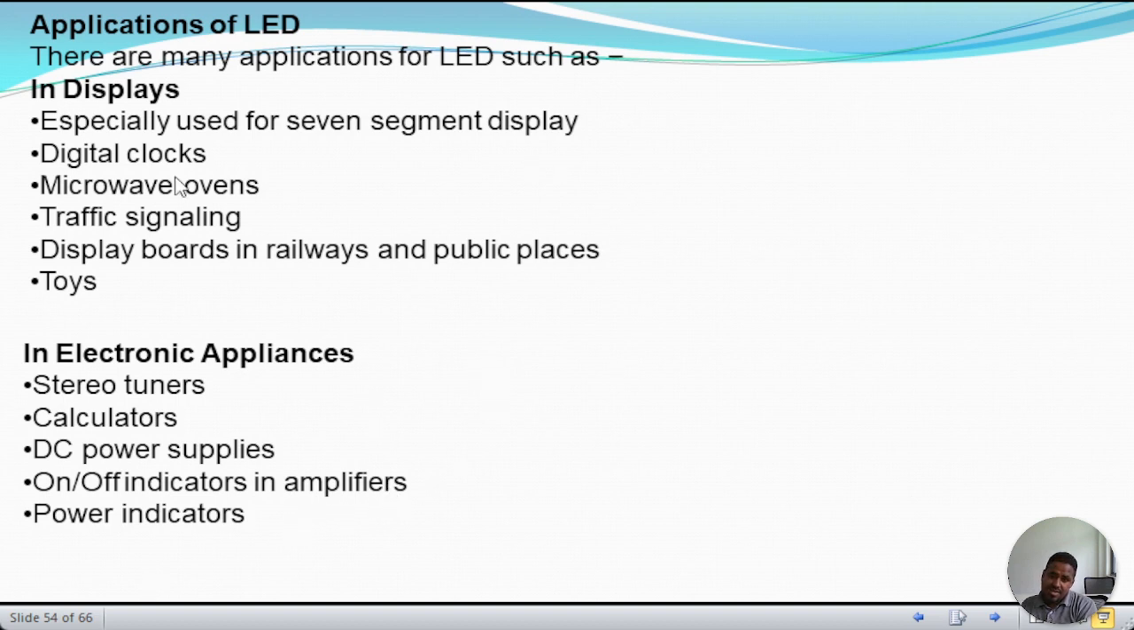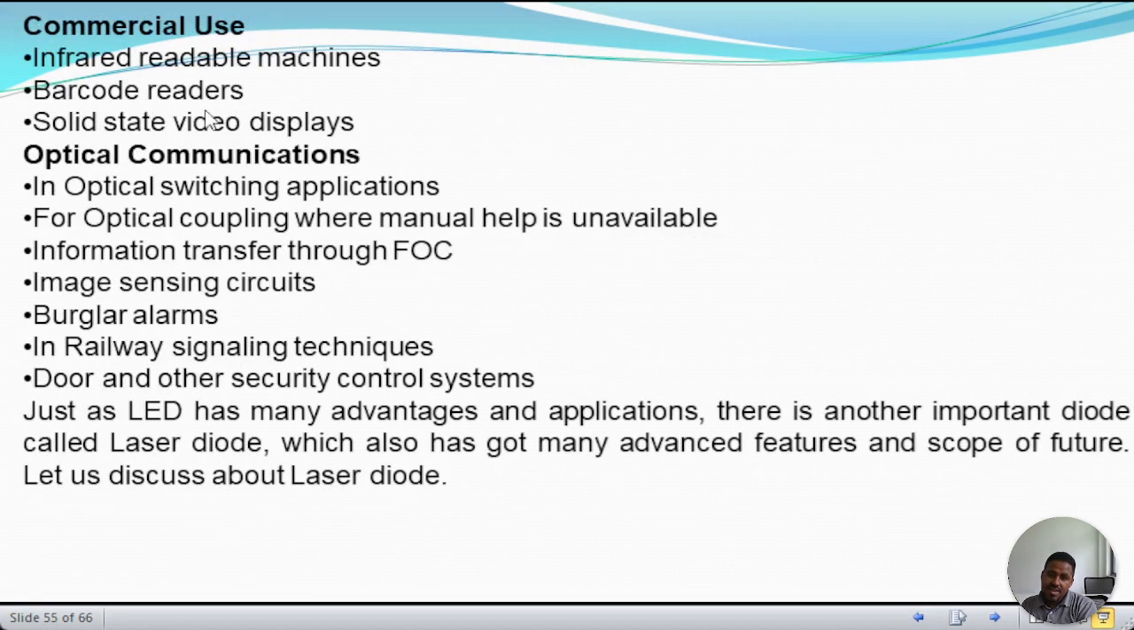In many places we can use an LED, like commercial infrared readable machines, barcode reader, solid state video. Optical communications, switching applications for optical coupling where manual help is unavailable. Information transfer through FOC, image sensing circuit, burglar alarm, railway signals, door and other circuit control systems. LED has these main advantages in the application.